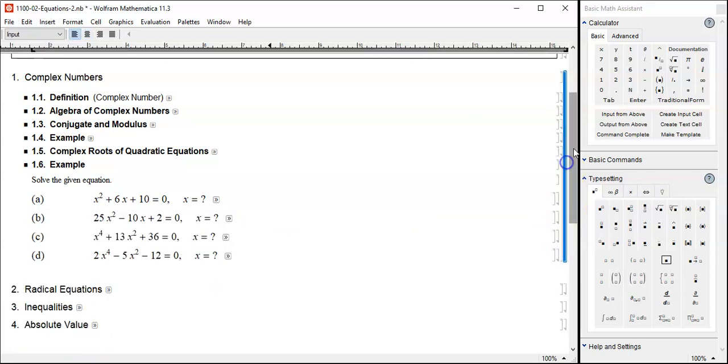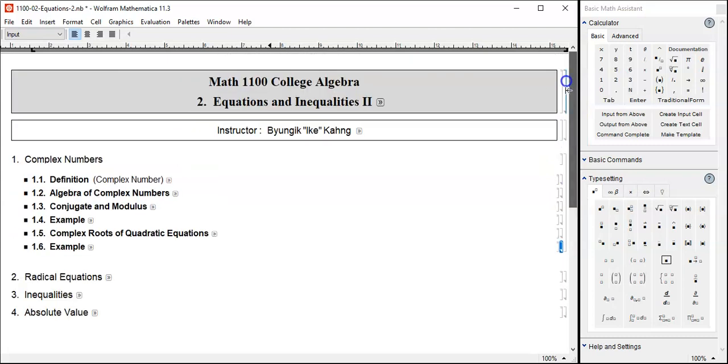Okay, that's it. Section 1 is done. Let's meet again in section 2.